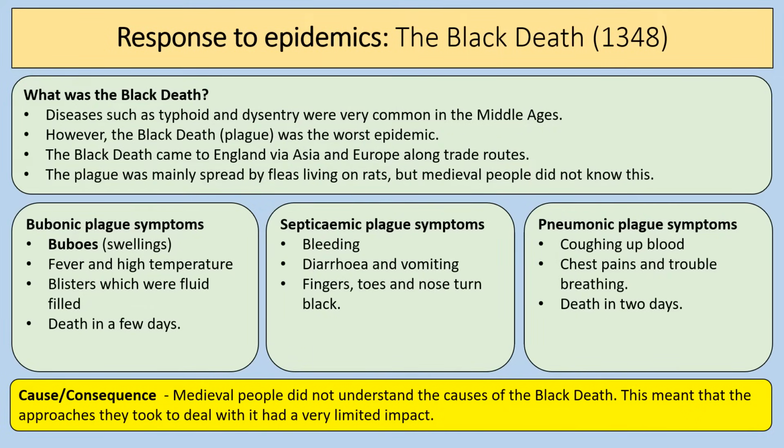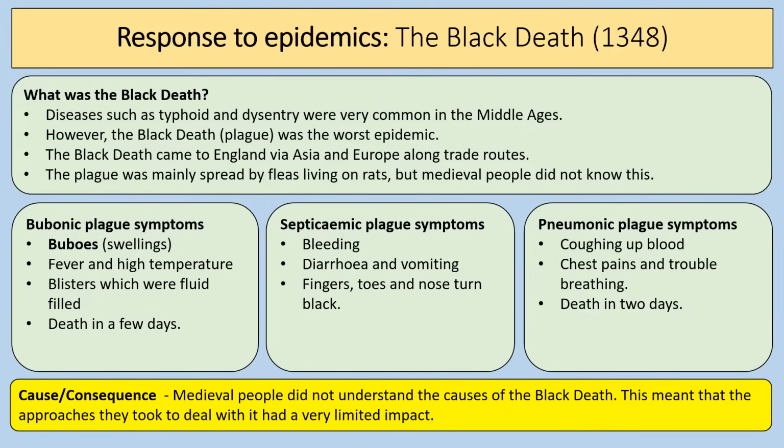Now, other diseases were very common in the Middle Ages. We talked about ergotism. There were diseases like typhoid and dysentery, for example. But the Black Death was the worst epidemic. And we believe it came to England via Asia and Europe along trade routes. And it was mainly spread by fleas living on rats. But of course, medieval people did not know this.